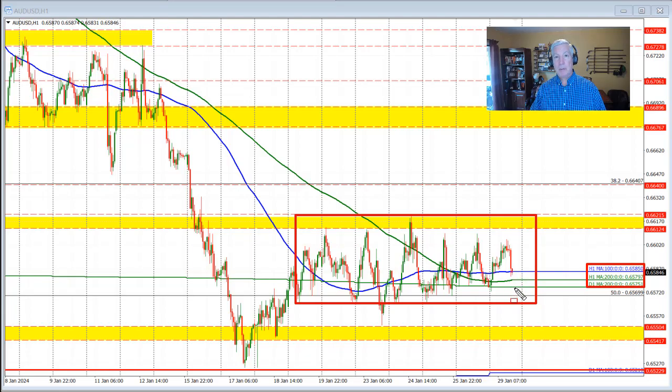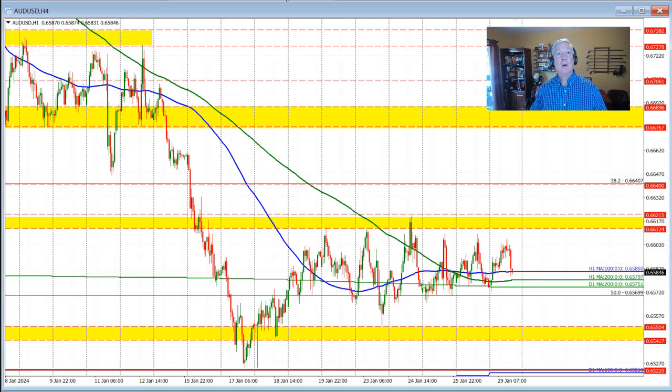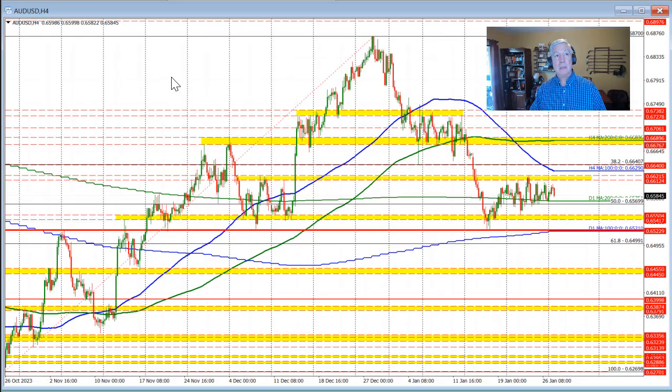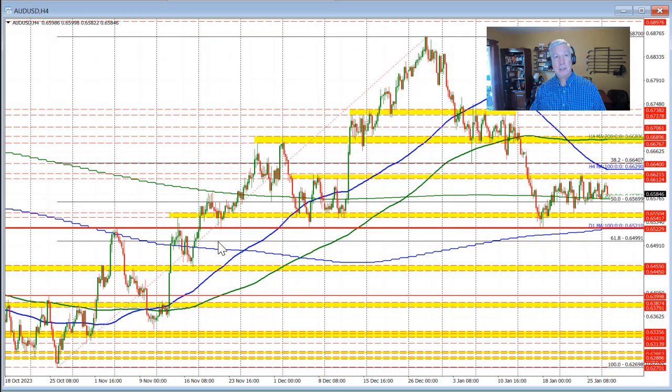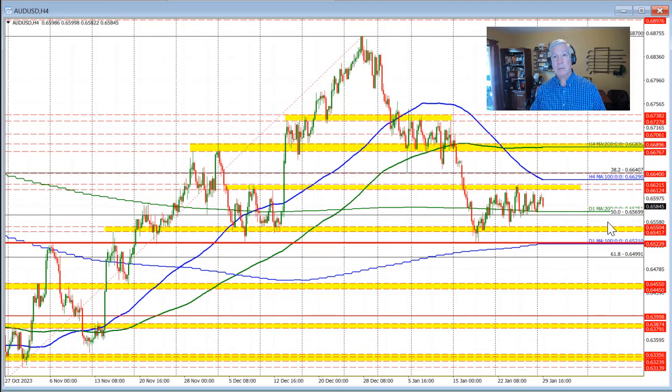If we can continue the momentum to the downside, get below the 200-hour moving average, 200-day moving average, we should see further downside momentum. Also in play is a 50% retracement line. This is a long-term retracement level. If I go back to the 4-hour chart, you see where this is derived from. You go back to this low price in October to the high price in December. The 50% retracement comes at 0.65699.